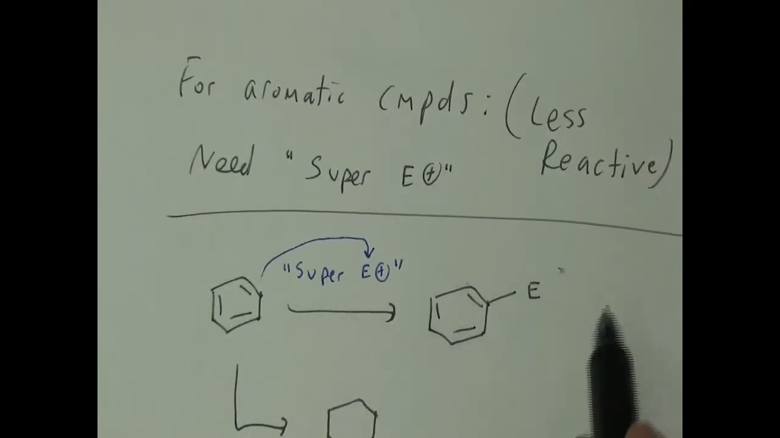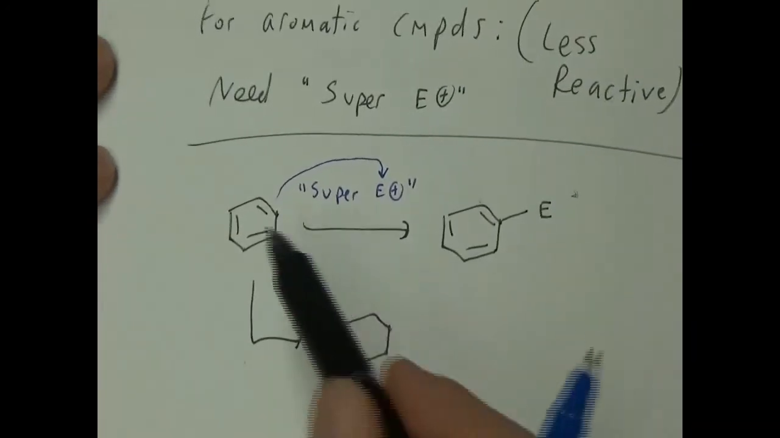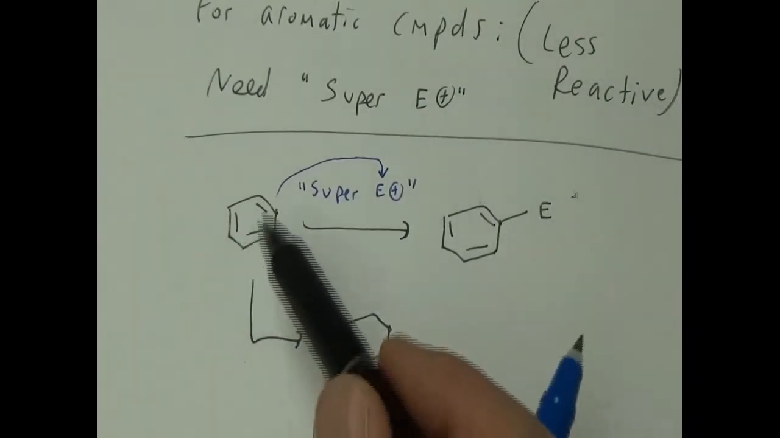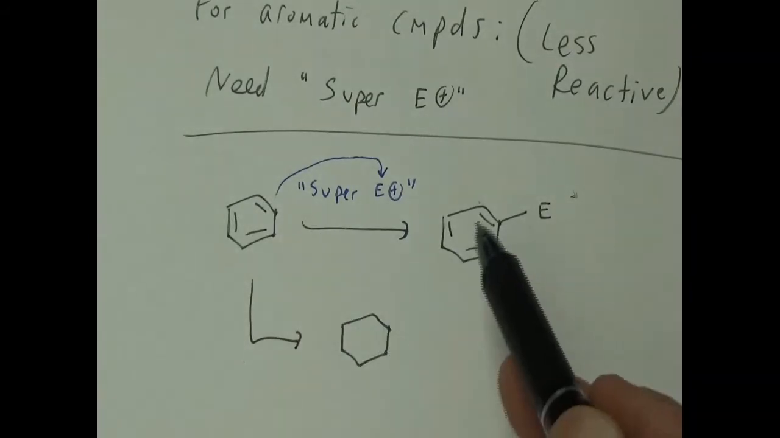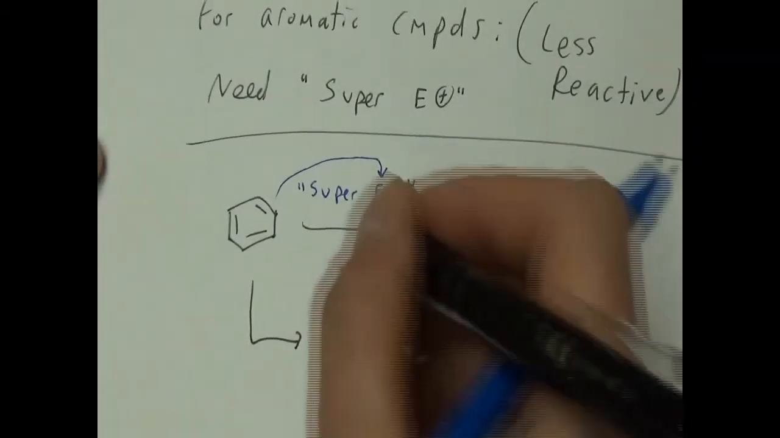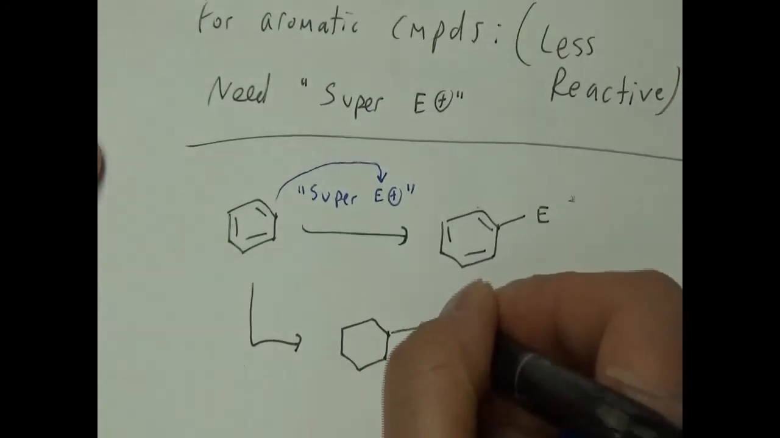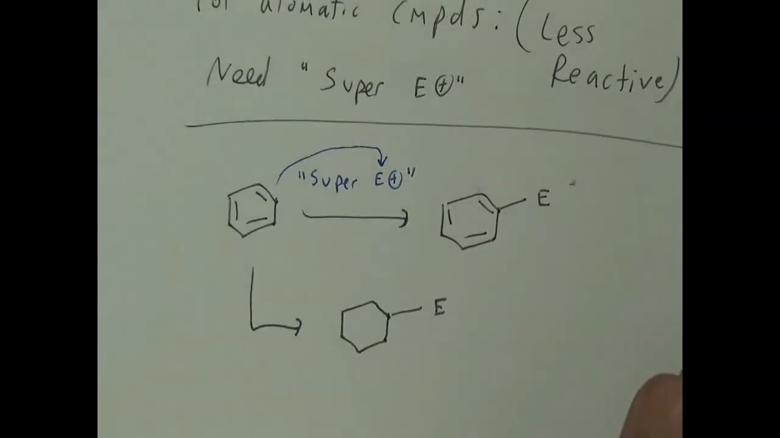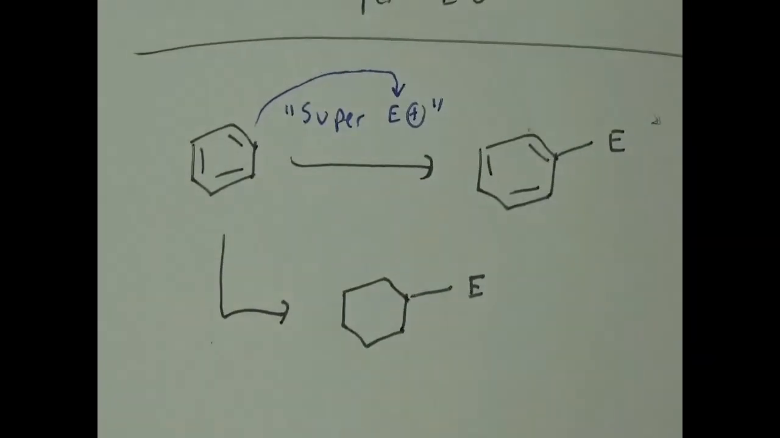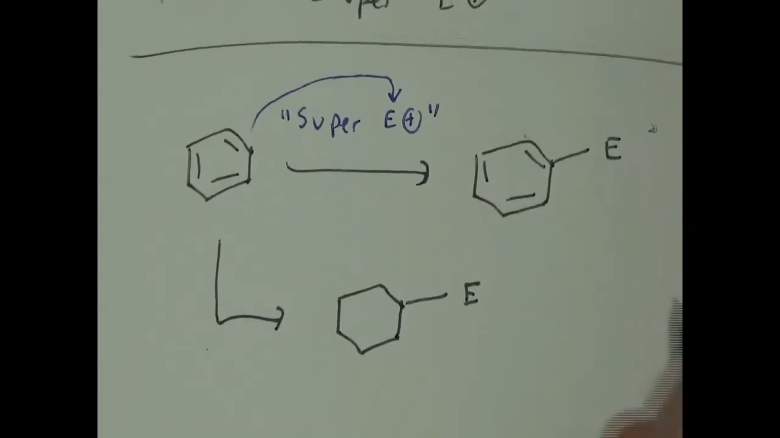Remember, where are the protons? Like here, on every carbon. We have six CHs. I'm not drawing them, but they're there. So I'm going to put the E right there. All right, so far so good. And what else? This double bond does the attack.